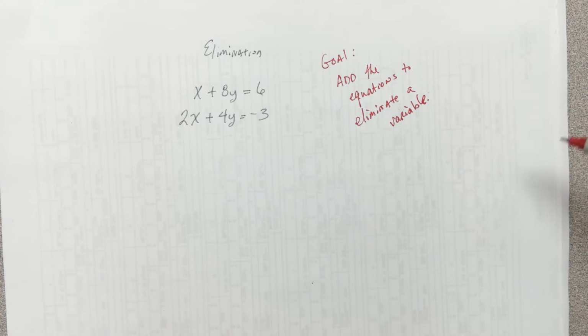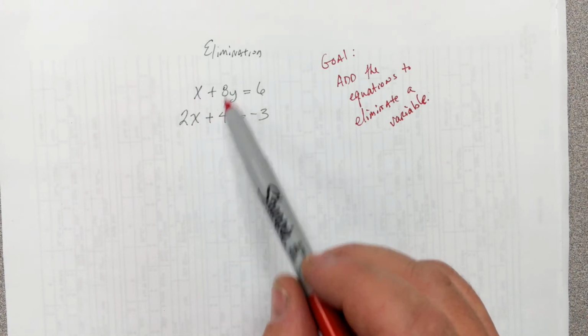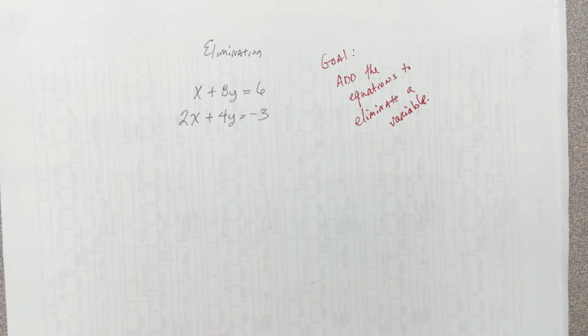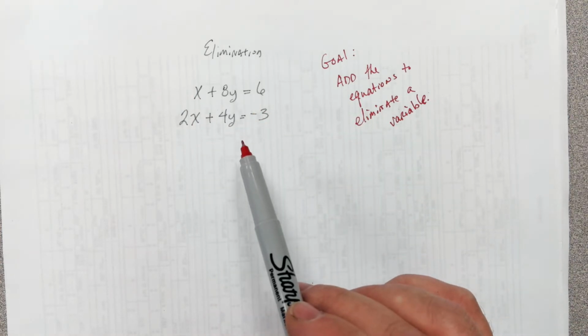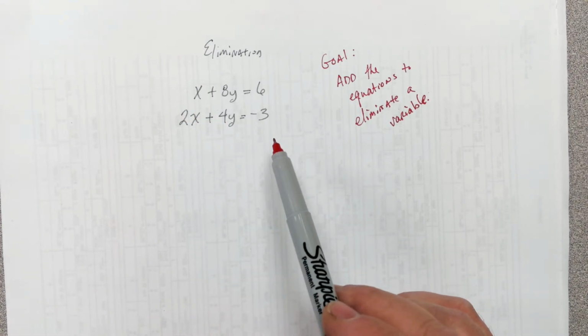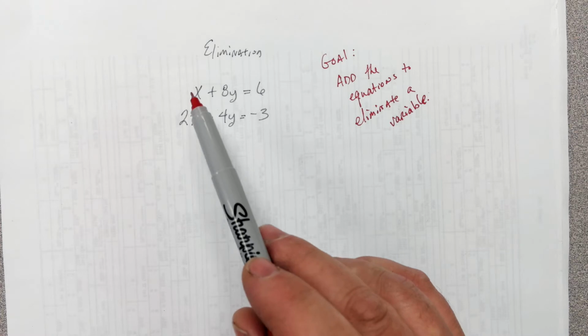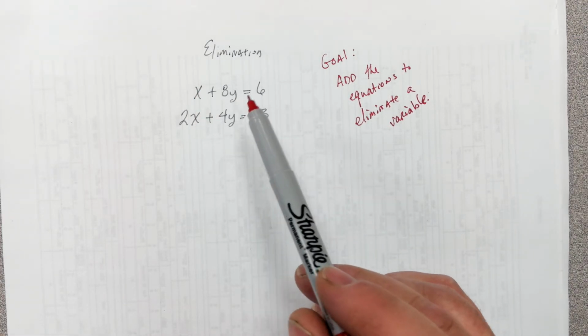But when I look at this, if I add these together, that's 3x, that's 12y. Nothing went away. So we can't add yet. We have a step we have to do first. We have to get rid of either x or y, and we're going to do it by multiplying one of the equations by something. So you can pick which letter to get rid of. You can pick I want to get rid of x, or you can pick I want to get rid of y.